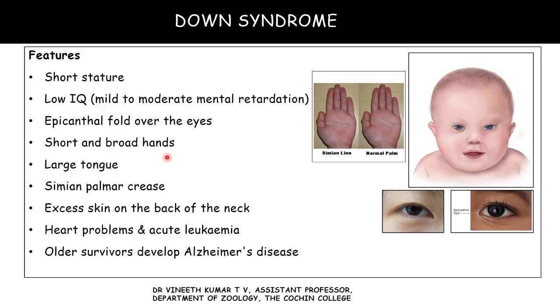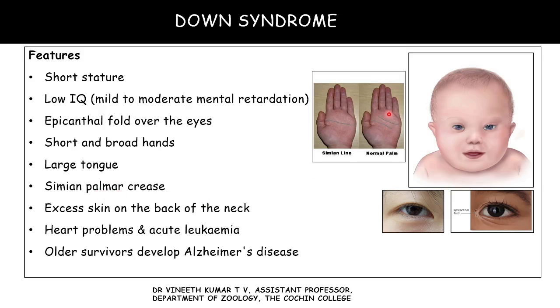Short and broad arms. The arms will be broad and shorter, with the proportion of the length of the arms to the body being short. Large tongue will be there. That's why you can see most Down syndrome individuals, depending upon their IQ level, usually protrude their tongue because of the large tongue, and they salivate. Salivation is not because of anything else; they protrude their tongue because it is large.